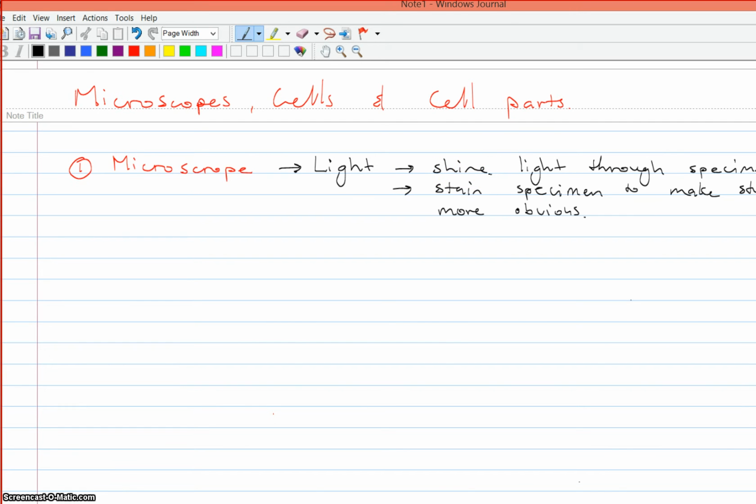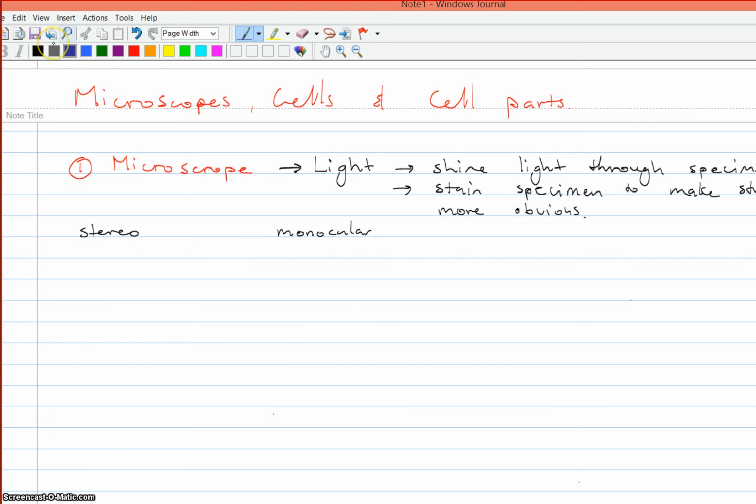Okay, and the ones that we've been using are called, I suppose, monocular microscopes because they've got one eyepiece. Okay, so you look down with one eye. You can also have what's called a stereo microscope, which means the eyepiece has one for each eye. Okay, so you look down with both eyes, like binoculars, I suppose.